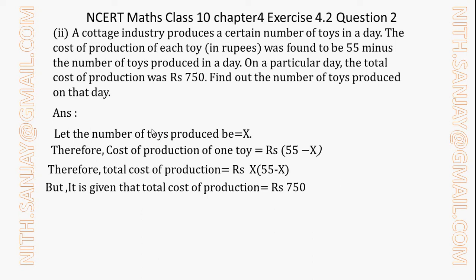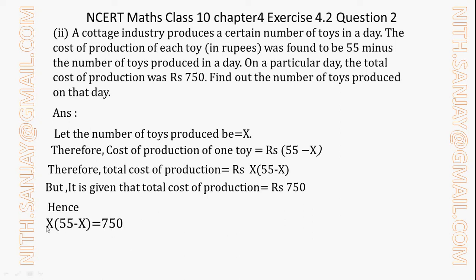But in the statement itself, it is given that the cost of production is equal to 750. This is the cost of production which we have calculated, and this is the given cost of production. They both should be equal. Hence this cost should be equal to 750. So x into 55 minus x has to be equal to 750.